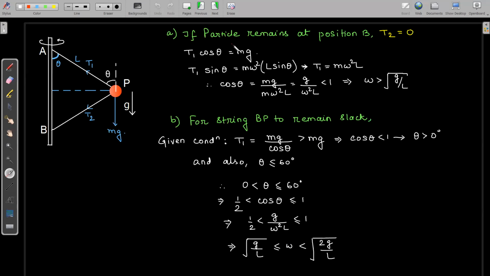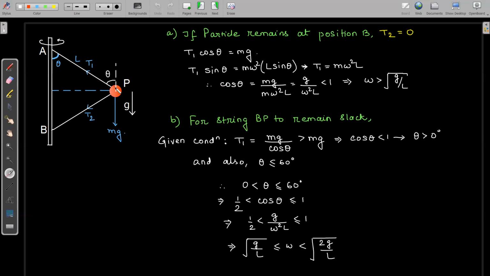In the first part, the particle has to remain at position B. So definitely this string BP is slack and the tension T2 will be 0. I will consider tension T2 in the string BP and tension T1 in the string AP. So if the particle remains at position B, it means the tension T2 is 0. The string BP is slack. So the only forces acting on the particle will be the tension T1 and the weight mg, right?